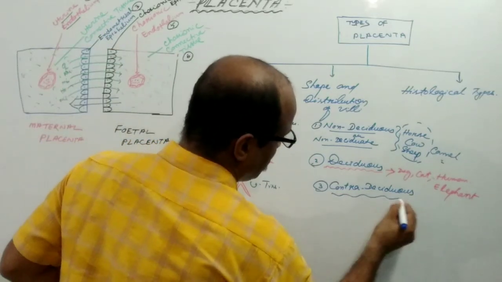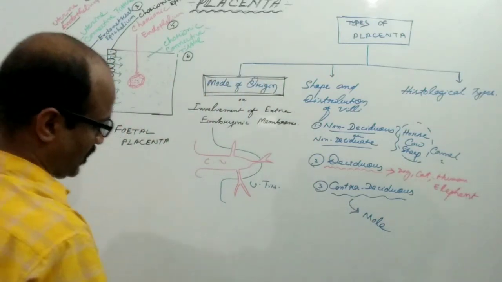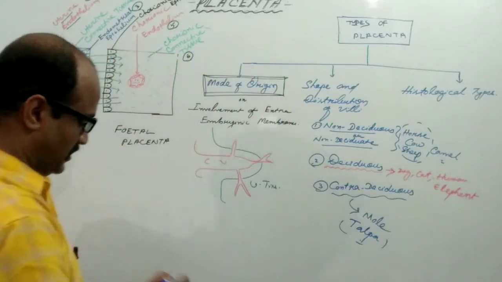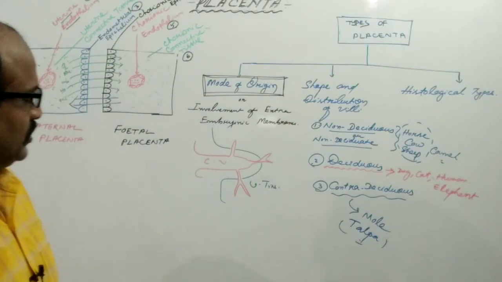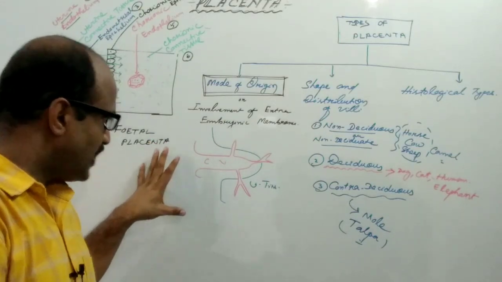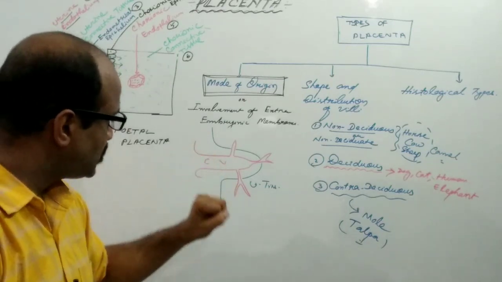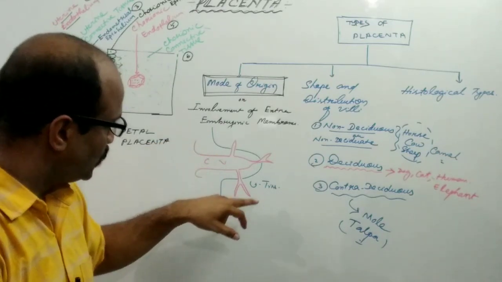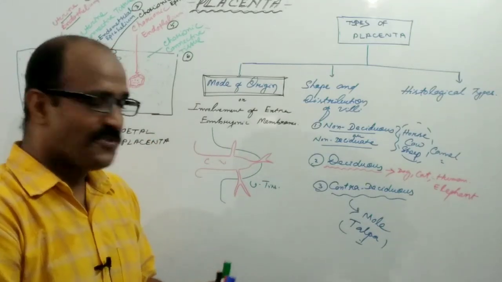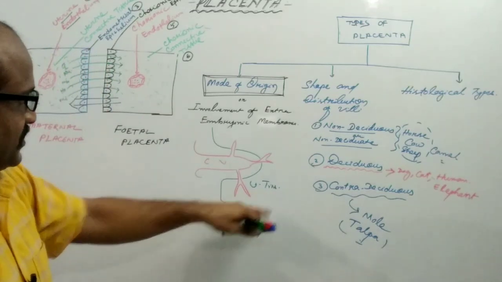Contra-deciduous placenta is present in the mole, known as the talpa. This is the scientific name, the mole. There is high intimacy between the fetus and the uterine tissue. At the time of delivery, some portion of the fetus is left in the uterine tissue, and such a portion may be reabsorbed by the leukocytes of the uterus.